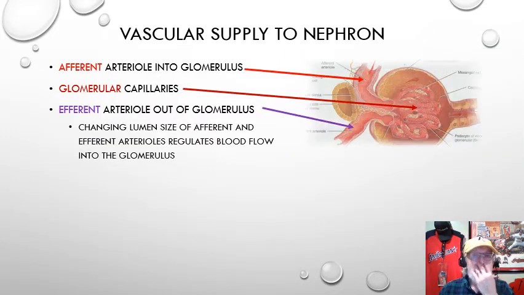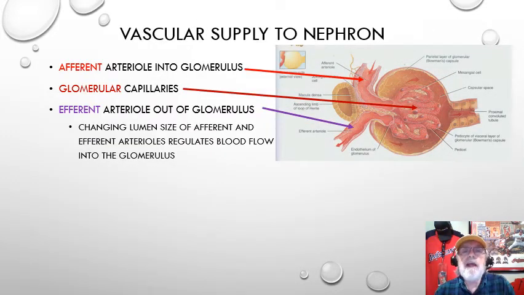This is just looking at the blood supply again to the nephron. We talked about how that afferent arteriole goes into the area of the glomerulus, and you can see that pointed by the red arrow. We could see the glomerular capillaries, which is that big ball of capillaries, and we could see the efferent arteriole going out of the glomerulus. Again, by changing the size of the afferent and the efferent arteriole, it will change the level of the pressure inside the glomerular capillaries.